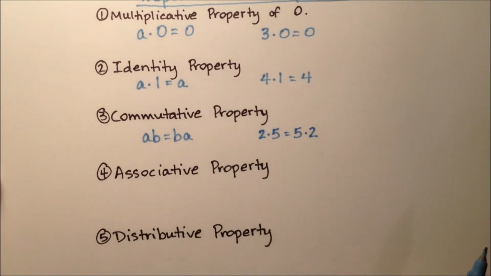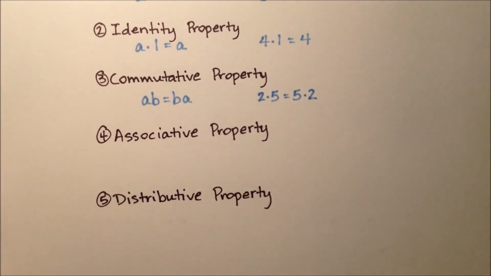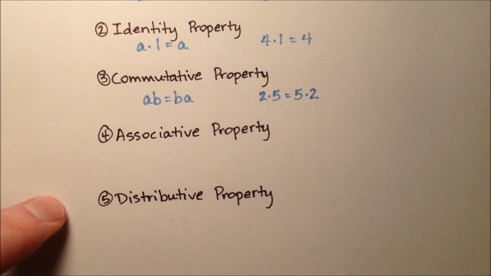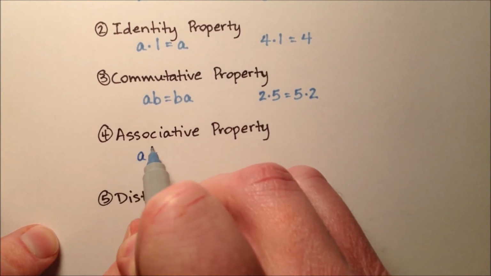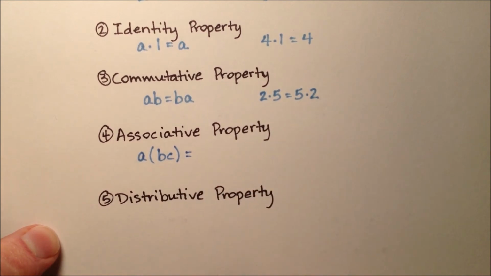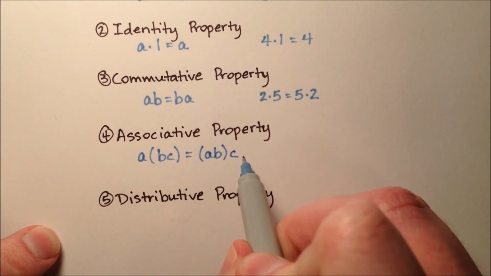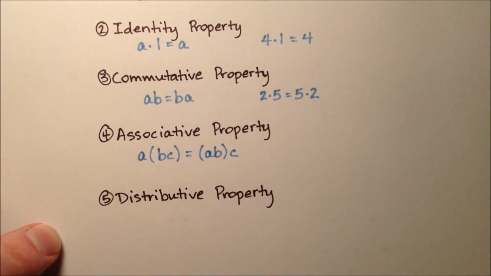Continuing on, we have the associative property of multiplication. The associative property of multiplication tells us that if we change the grouping of 3 or more factors, it's not going to affect the answer. So similar to the associative property of addition, if we have a times the quantity b times c, that's going to be the same as the quantity of a times b, times c. All we've done is group the numbers differently.